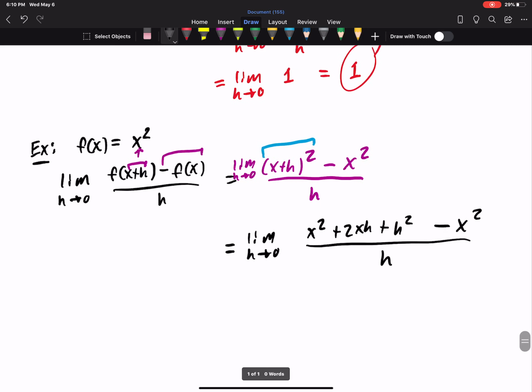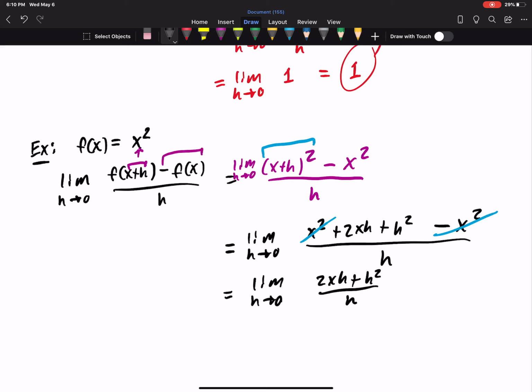Still can't plug in 0 yet because we still have the h in the denominator. So we need to cancel out as much as we possibly can. How do we do it? Well, we have x squared. That kills off the negative x squared. All right, so we got to cancel that loveliness. And now let's see what we get. We have the limit as h approaches 0 from both sides of 2xh plus h squared all over h.